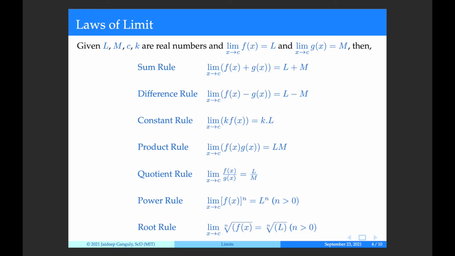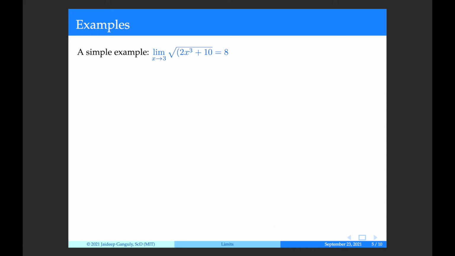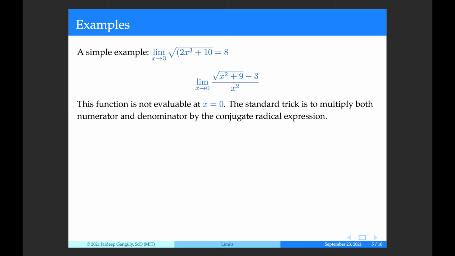The laws of limit are pretty obvious, and the proofs are trivial. Let's consider an example. We apply the standard trick of multiplying both numerator and denominator by the conjugate radical expression to remove the denominator terms that were becoming zero.